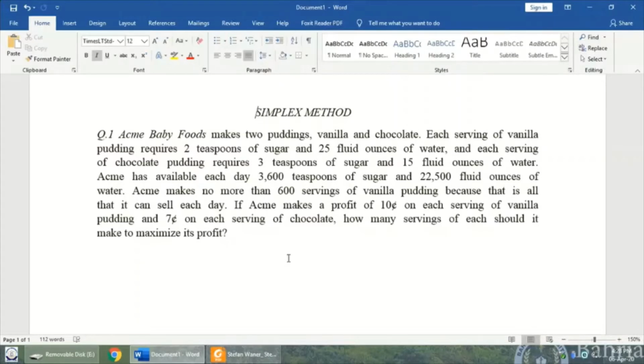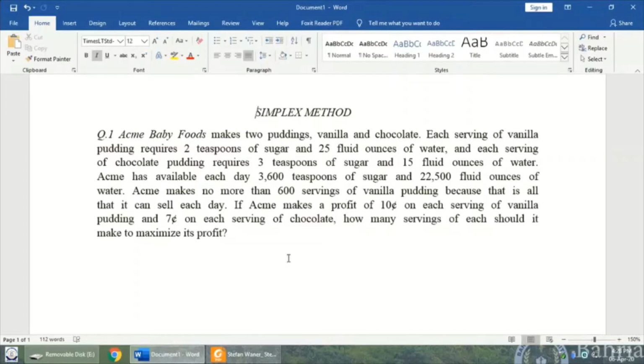Now, what is a constraint? It's basically some kind of a restriction on you that she cannot exceed these teaspoons. Whatever amount is given to her, she has to make use of that. 22,500 fluid ounces of water. Acme makes no more than 600 servings. So this is another constraint now. So now we have 3 constraints here.